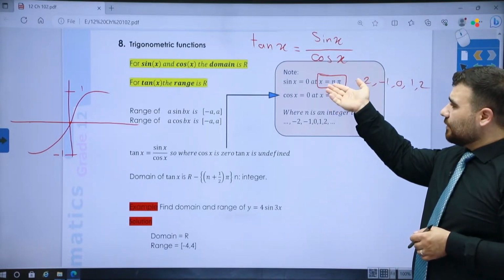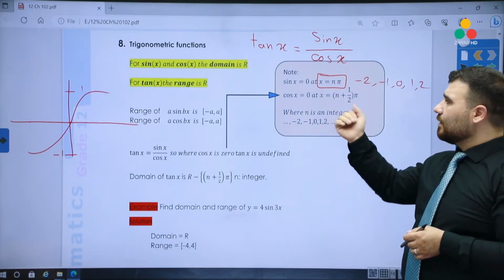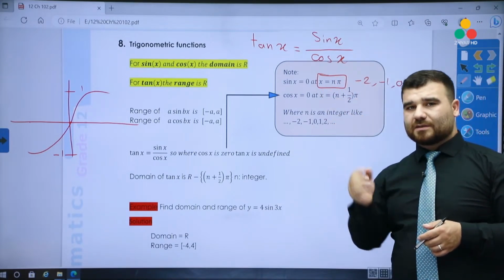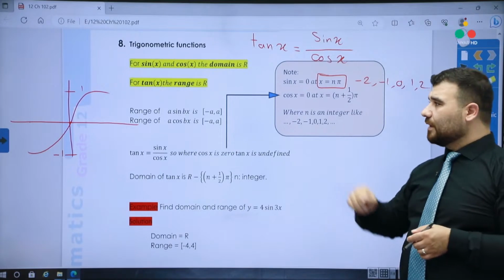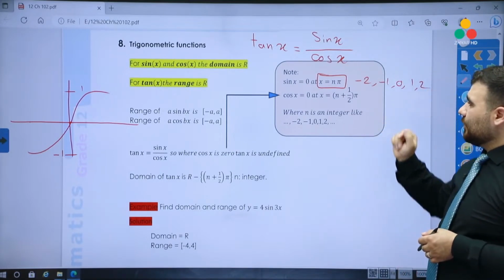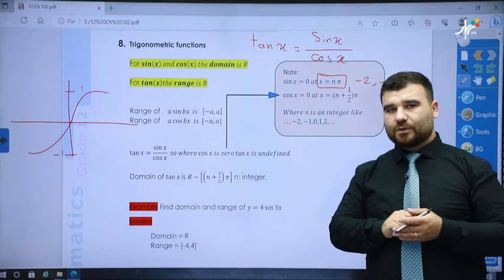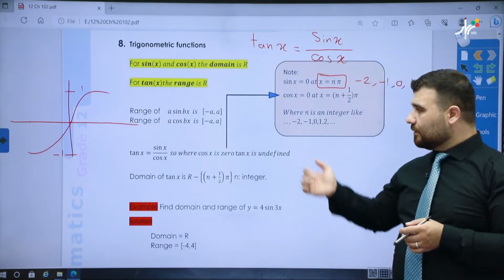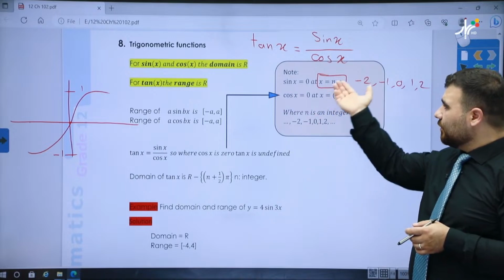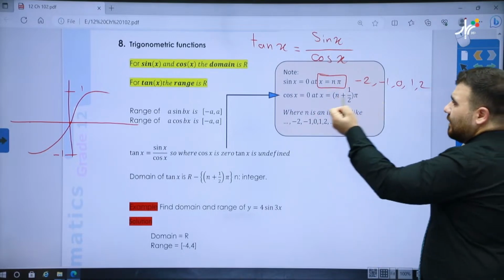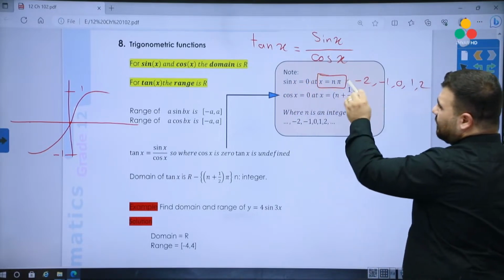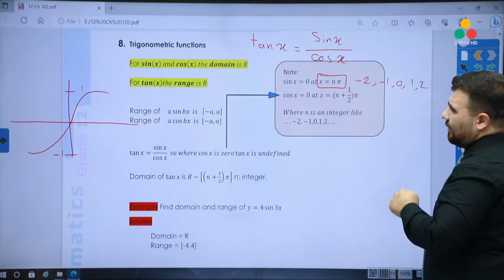And when we are talking about sine cosine, consider pi as 180 in calculator. If the calculator is not on radian mode, then instead of each pi, you can write 180 in calculator. But for the calculations, we use pi. Sine is equal to 0 if the x is n pi.